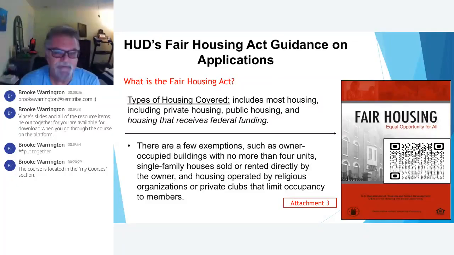Go to HUD's website, hud.gov, and put into their search engine, Fair Housing Equal Opportunity for All booklet, and download it. Keep an electronic version of it so you can cut and paste where you need to pull out certain references, and do what I do. If you can, print out the document. If it's not too massive, try to print it out and have literally a desk copy.